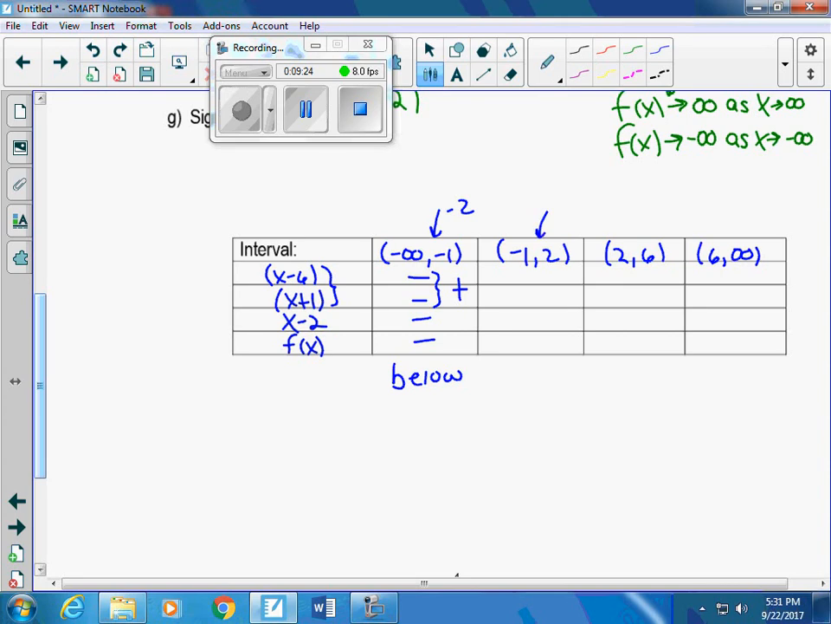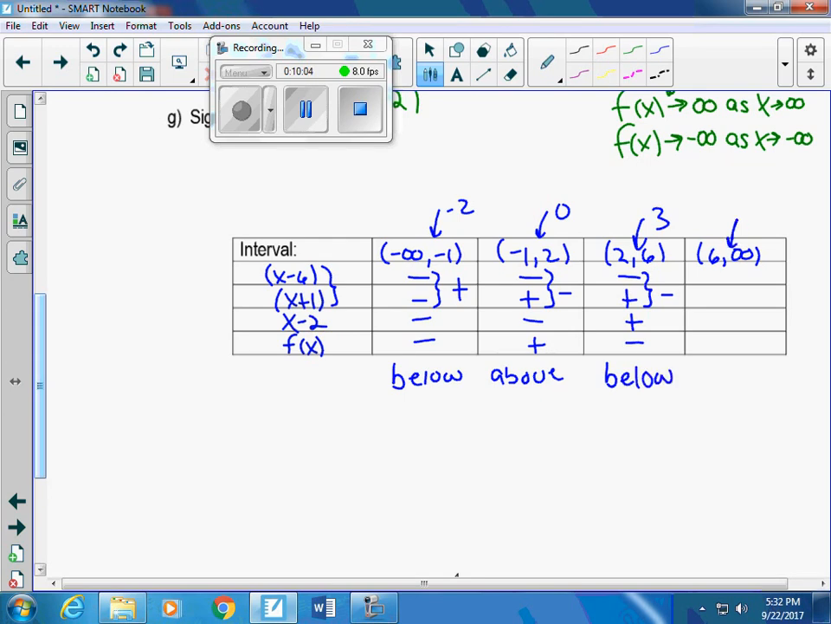All right, then here, I'm going to put in a 0. So 0 minus 6 is negative 6. That's negative. 0 plus 1 is 1. That's positive. And by the way, these go together to make a negative. And then 0 minus 2 is negative, so negative over negative is a positive. This is above. And then I'm going to put in a 3. So 3 minus 6 is negative. 3 plus 1 is positive. Those two things go to negative. 3 minus 2 is positive. Negative over positive is negative. That's below.